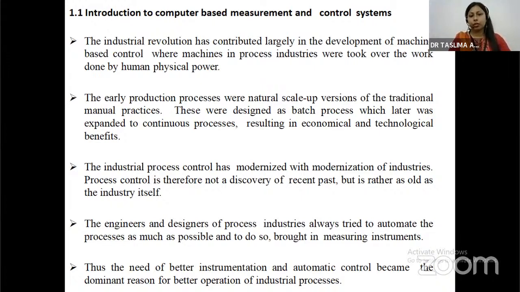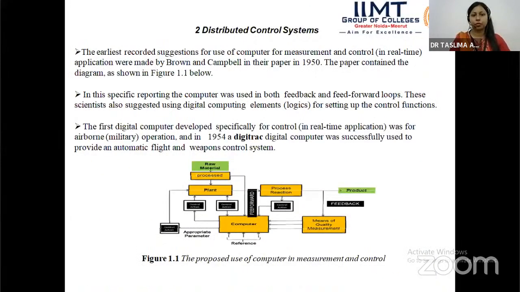Process control is therefore not a discovery of the recent past, but is rather as old as industry itself. The engineers and designers of process industries always try to automate the process as much as possible. Thus, the need for better instrumentation and automatic control became the dominant reason for better operation of industrial processes.